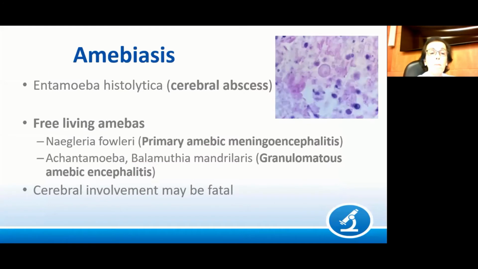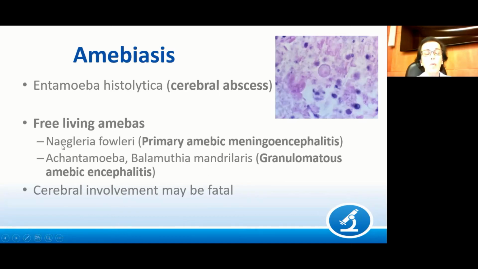Well, amoebiasis, some years ago, the old people managed to see just 1 or 2 cases of Entamoeba histolytica. They cause intestinal infection, and in those cases, cerebral abscesses are found. But they are very rare nowadays. This is amoeba here. But what we have seen more recently, I mean more than 40 years ago, are the free-living amoebas. And they can cause primary amoebic meningoencephalitis, granulomatous amoebic encephalitis. Cerebral involvement is usually fatal, particularly here.